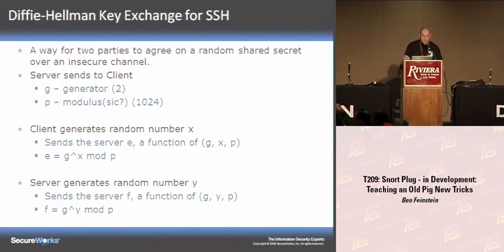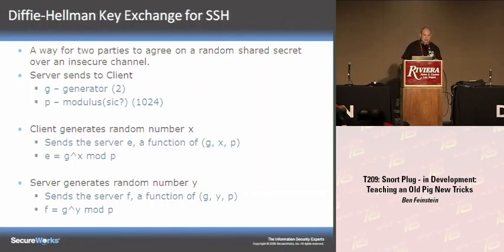So I'm going to give some background on how Diffie-Hellman key exchange really works. It's a really elegant algorithm, and it's a way for two parties to agree on a shared secret without ever having to have pre-knowledge or do a pre-key exchange. So the server is going to generate two numbers, a generator G and P, which is the modulus. And that's wrong, actually, it's not 1024. It's just a really long prime number.